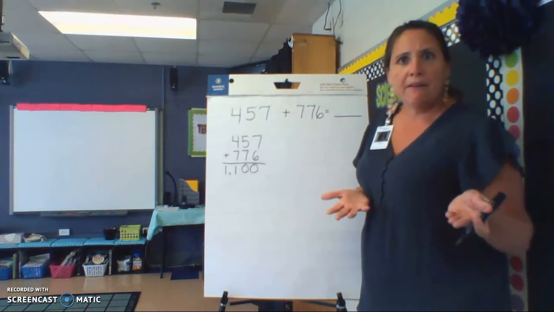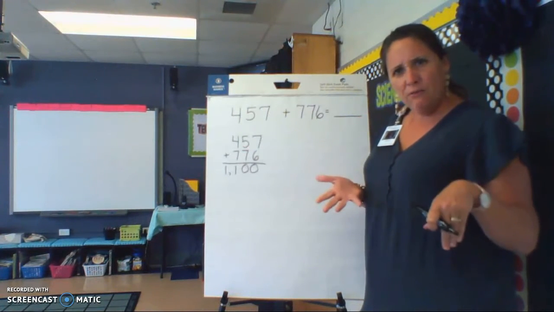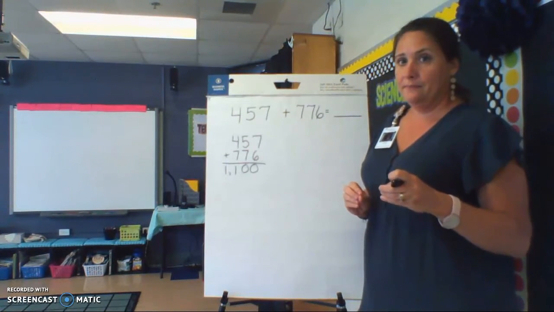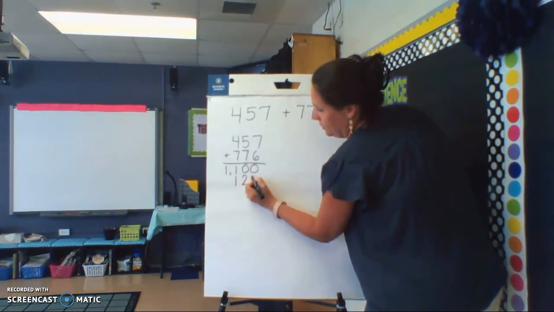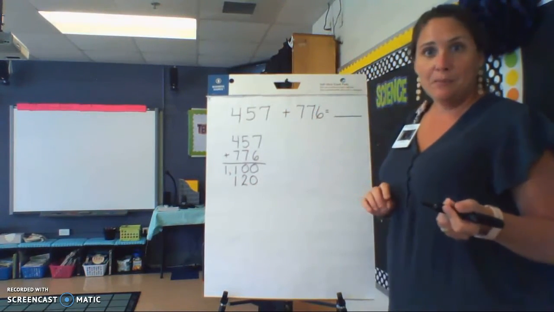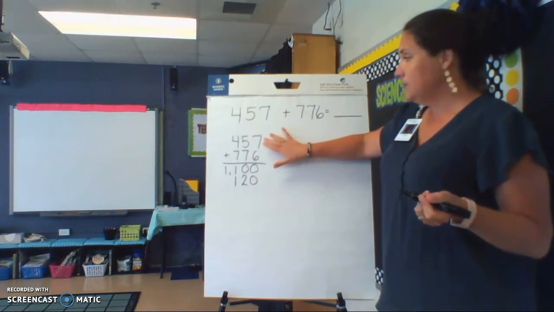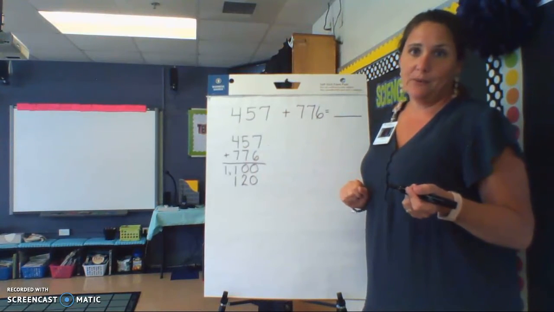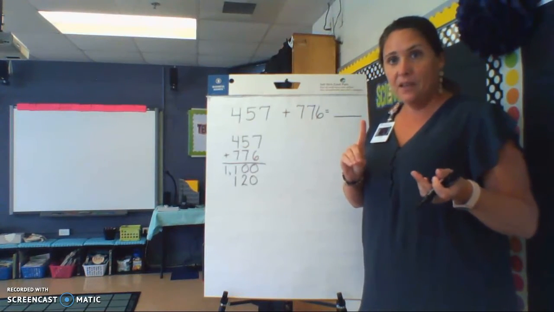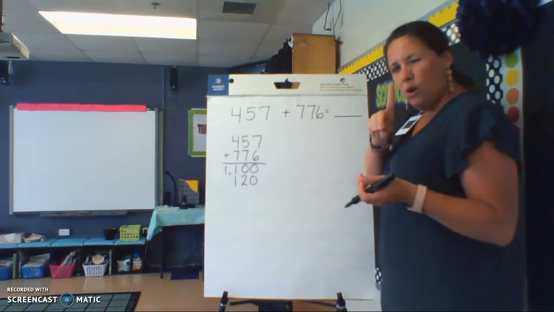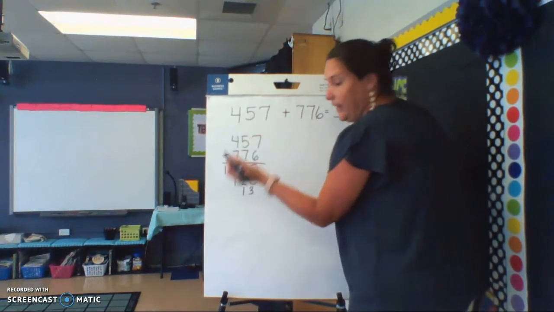So what is 5 plus 7? 12. But is 50 plus 70 12, or is it 120? 120 is the right answer. So 120. Now we have to go to our last place, which is the ones place. So now we have 7 plus 6. And what does 7 plus 6 equal? 13. Now 13 is one group of 10 and 3 ones. So we have to put that one group of 10 in the tens place and the 3 ones in the ones place. And now we're going to add all that up.